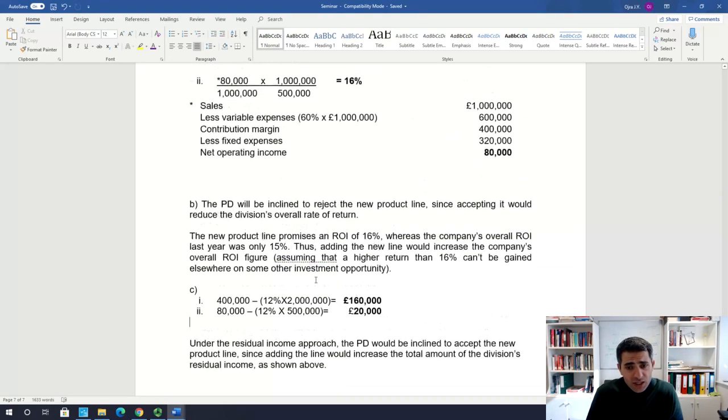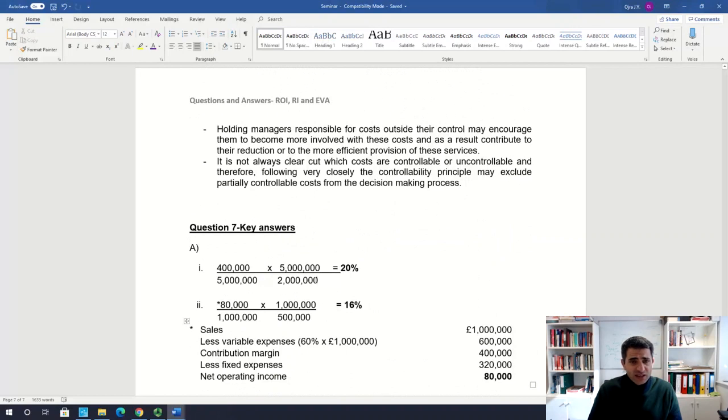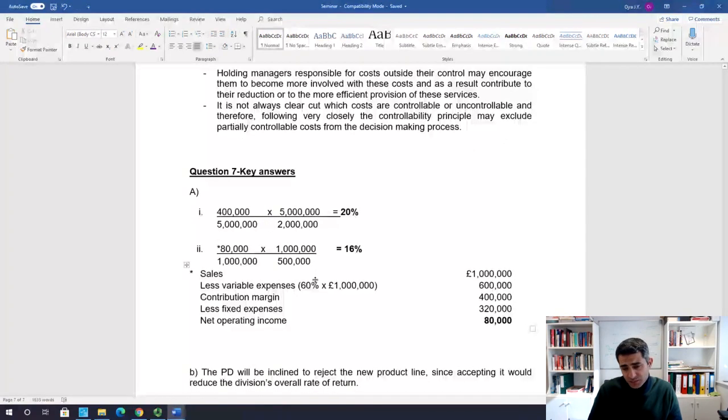So that's all, guys, what to do with question number 7. Very simple, very basic. As I mentioned many times, when it comes to return on investment and residual income, the key is to know the mechanics and just understand the figures, and that makes your life easier.